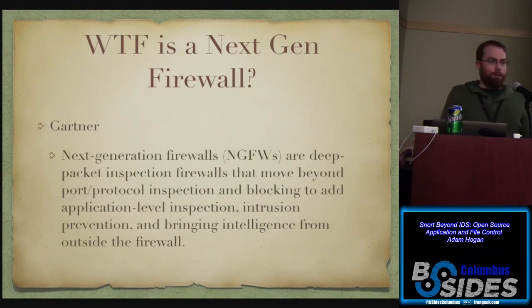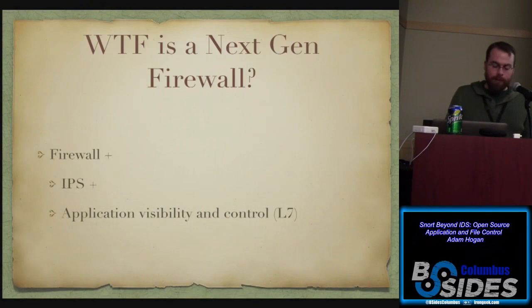So I'll take Gartner's definition, which is basically a deep packet inspection firewall that moves beyond port and protocol inspection and blocking to add application level inspection, intrusion prevention, and bringing intelligence from outside the firewall. So it's a firewall, it's an IPS, it's an application layer firewall. That's everything bundled into a next-gen firewall according to that definition, and that's what I'm going to be operating off of.